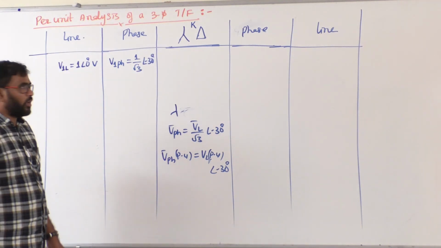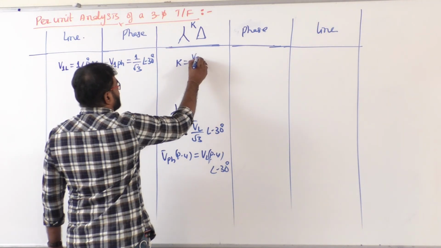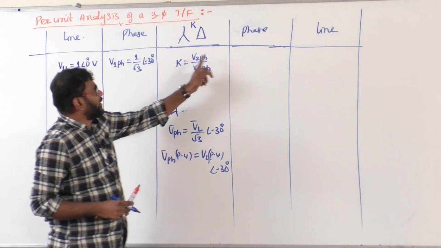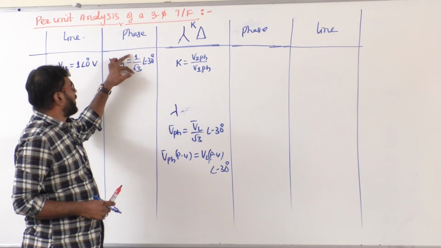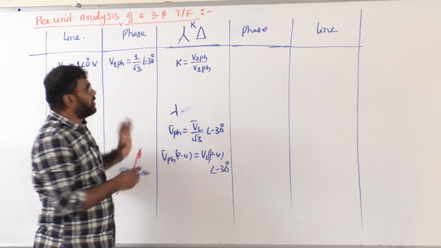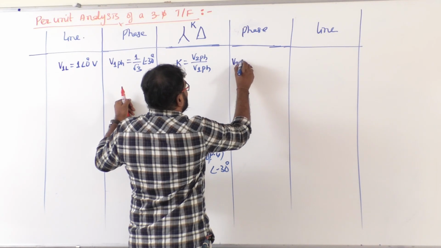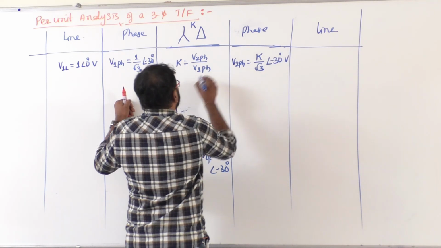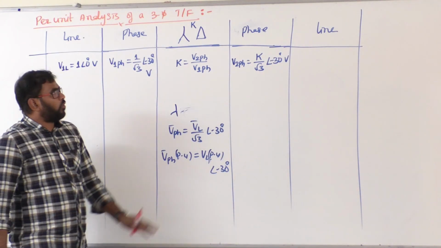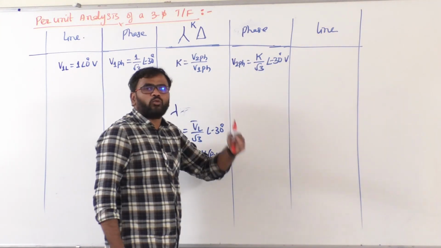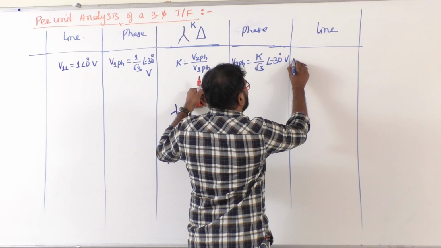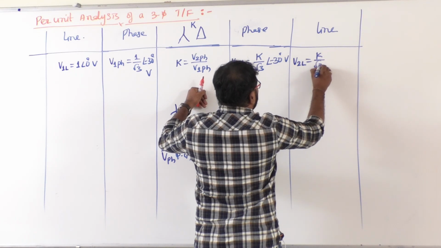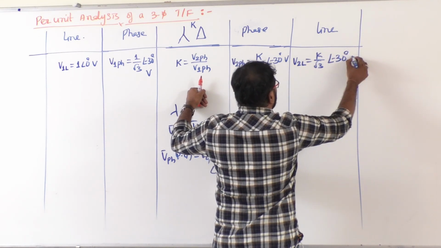Clear? But what is the transformation ratio K with respect to the voltages? V2 phase by V1 phase. Now if I want to calculate V2 phase, V1 phase is 1 by root 3 at an angle minus 30, multiplied with K. So V2 phase equals K by root 3 at an angle minus 30 degrees volts. This is also in volts. Now what about the line voltage? For a delta connection, line voltage equals phase voltage. So V2 line is K by root 3 at an angle minus 30 degrees volts.